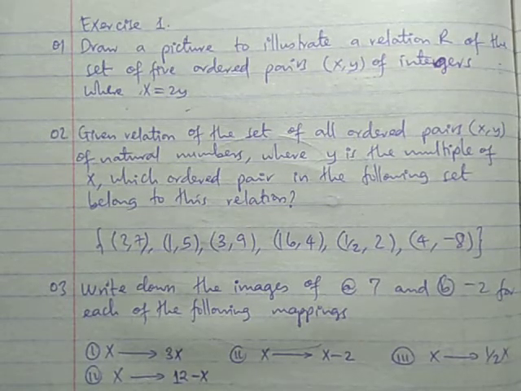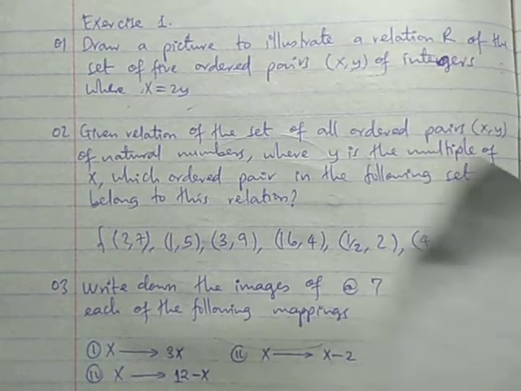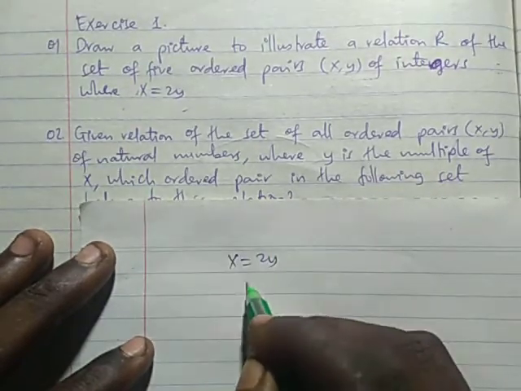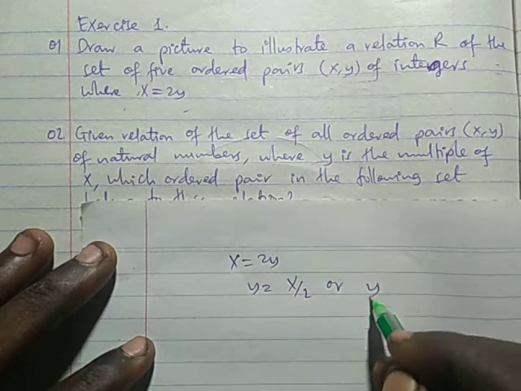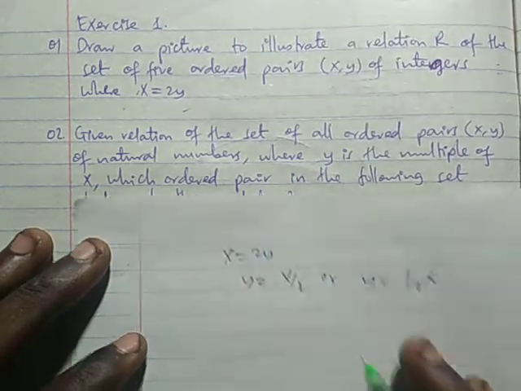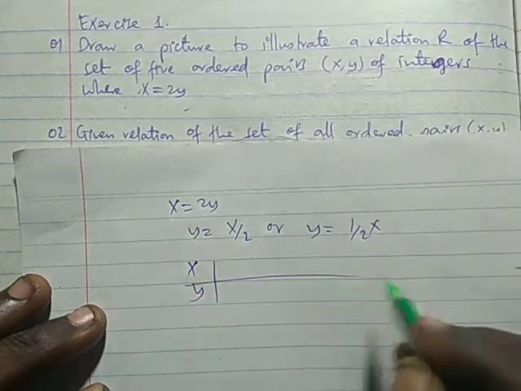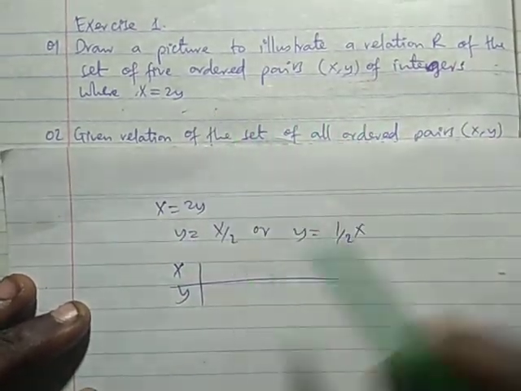It means there you are given x is equal to 2y. You are supposed to change it and make y the subject. That is to say, y is equal to x divided by 2, or y is equal to a half x, it is the same thing. So what you will do is put x, y. You are told to have 5 ordered pairs x, y of integers.